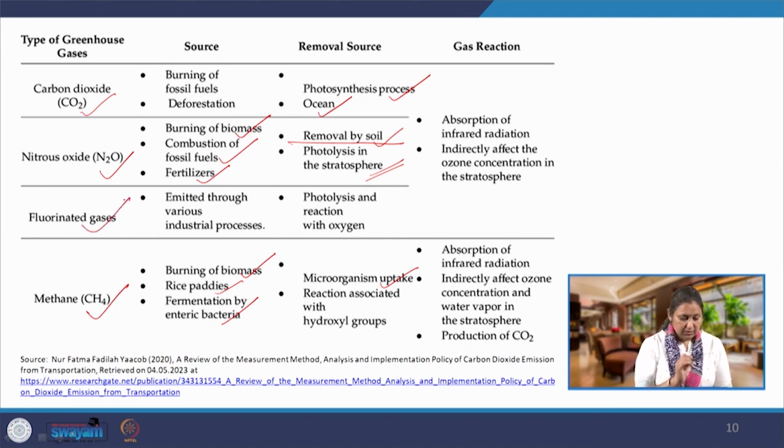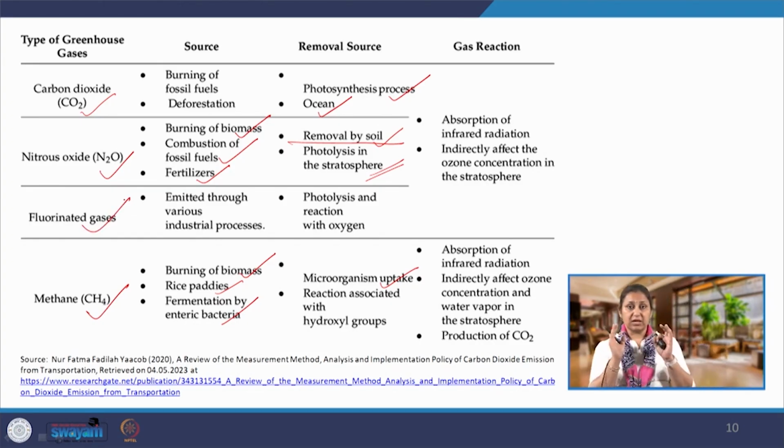And the last one is fluorinated gases. It is largely emitted through different industrial processes. So, industries are the major contributor to fluorinated gases, and what we can do is photolysis, and its reaction with oxygen is what removes fluorinated gases, and it is difficult to remove it. That is why in the first place we have to reduce the production of fluorinated gases.